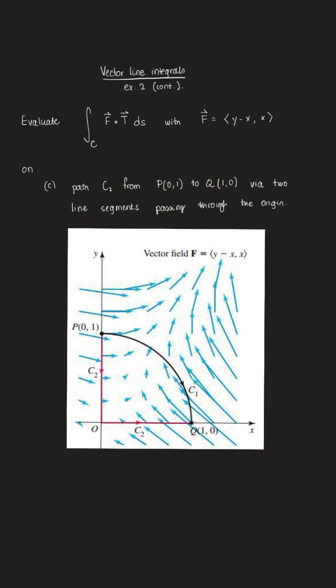Okay, this video continues the example that we began in the previous video that's also from our textbook. And here we want to evaluate the vector line integral with the vector field y minus x. This is part C of the example where we're taking a path down from P along a straight line to the origin and then from the origin to Q. So this is the curve that we're going to need to parameterize. We'll do it in two parts for each different line segment.